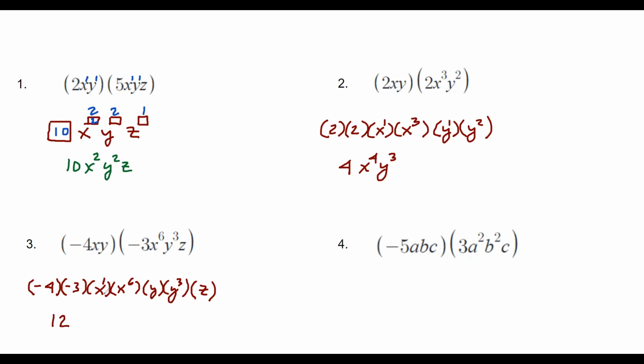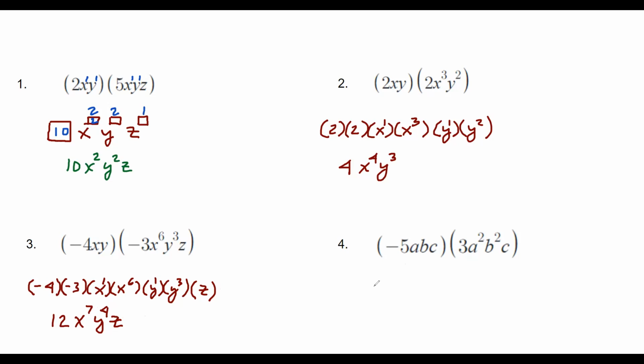X to the first times x to the 6th. 1 plus 6 is 7. Y, we have 1 y here. We have 3 y's here. That gives us a total of 4 y's. And z just carries through to our answer. We don't need to do anything with the z. So our answer becomes 12, x to the 7th, y to the 4th, z.